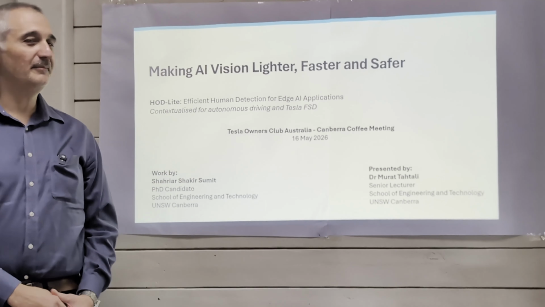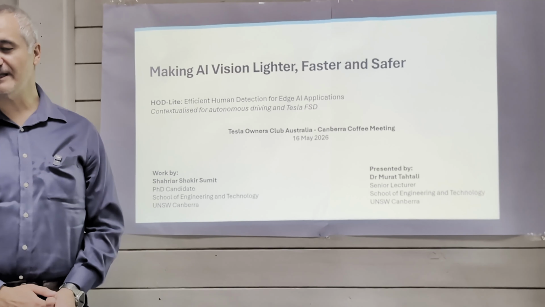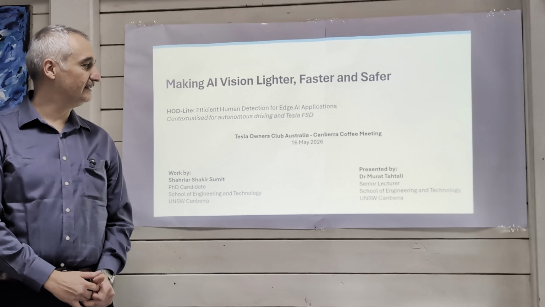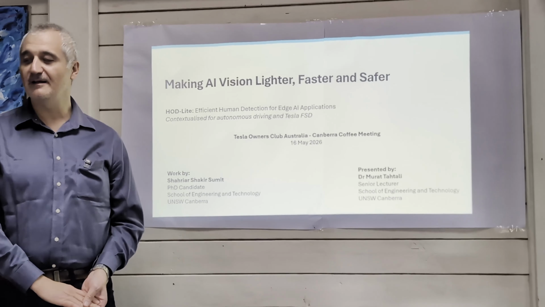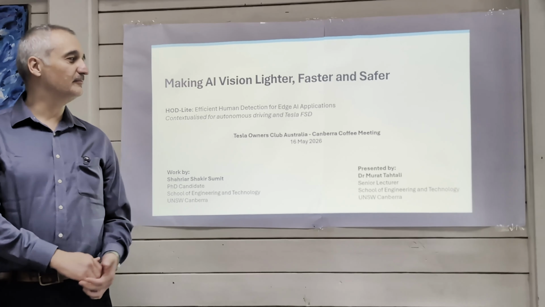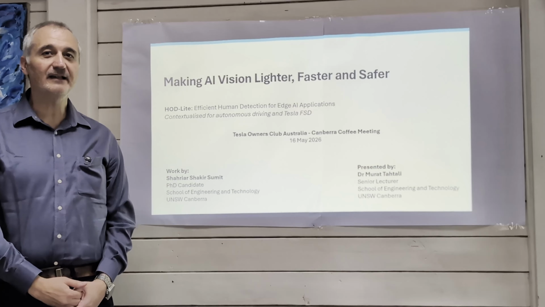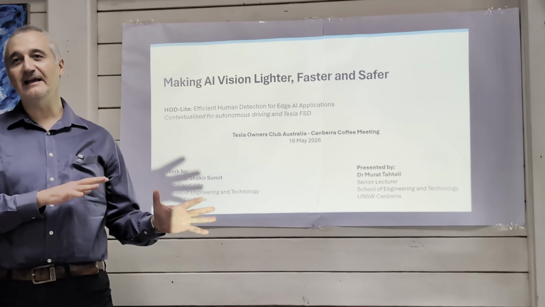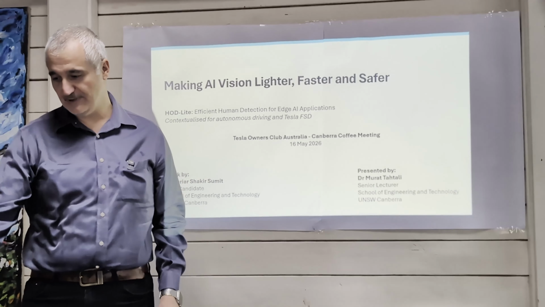Okay, so I'll be talking about work that we've done a while ago that has some promising outcomes for any AI systems, but it's in no way a substitute for what's already available. We called it HOD Light, Human Object Detection, light version, and it's about reducing the computational cost of such systems.